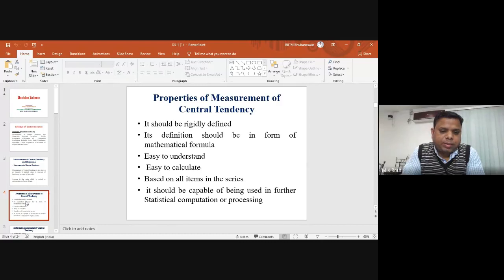The next part is based on all items in the series. In case of measurement of central tendency, it should be directly based on the items in the particular series. The next part is that it should be capable of being used in further statistical computation. So these are basically the properties of measurement of central tendency. Moving to the next slide.